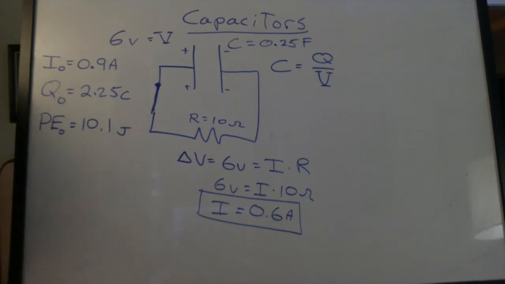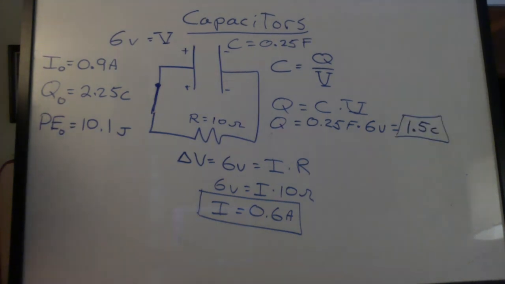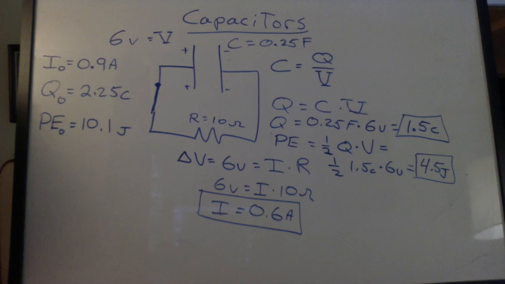How much charge is on the capacitor? And we take the capacitance times the voltage, and we get 1.5 coulombs. What's the energy stored in the capacitor at this point? We use the potential energy formula, and we get 4.5 joules.